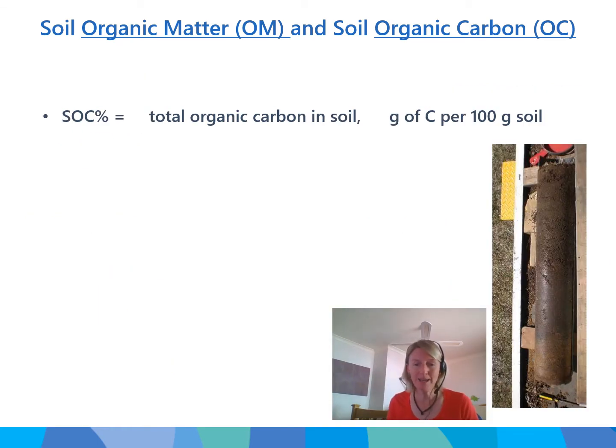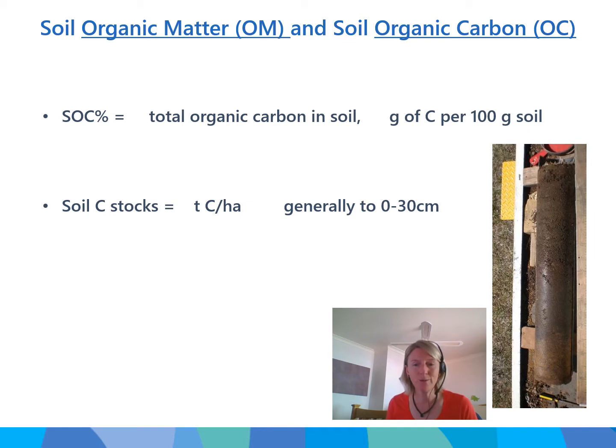The way that we measure carbon in soil is typically through the dry combustion method, and that gives us the soil organic carbon percentage. Now that's the total organic carbon in the soil. That includes the humus, the charcoal, and the particulate organic matter. So it's the total pool. Sometimes it's referred to as a percentage on your soil test results, and other times it might be reported as grams of carbon per 100 grams of soil.